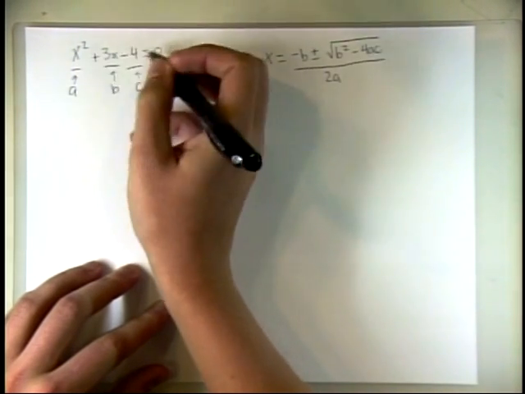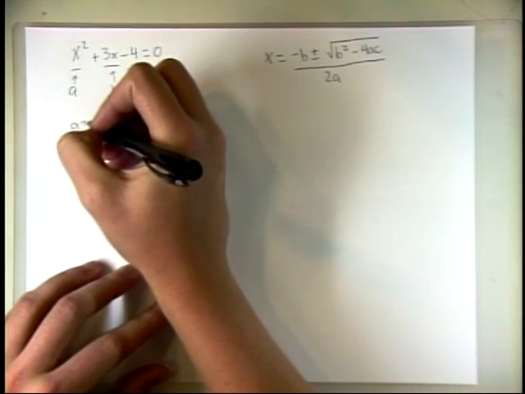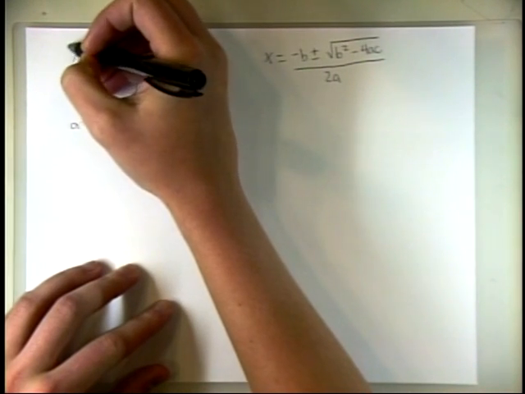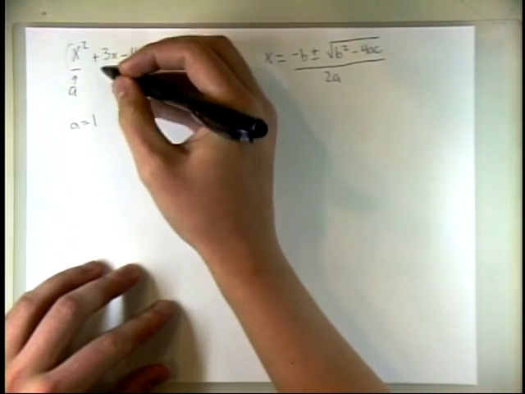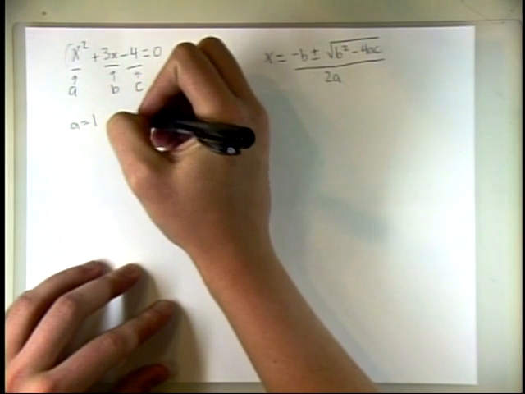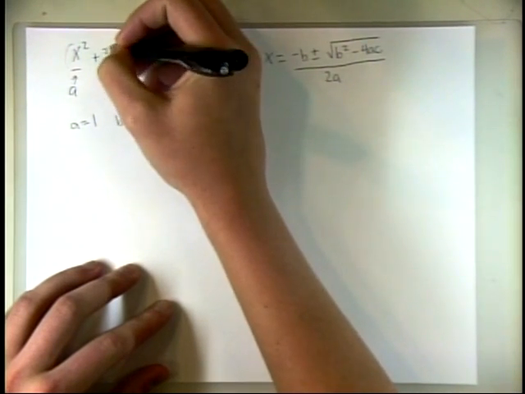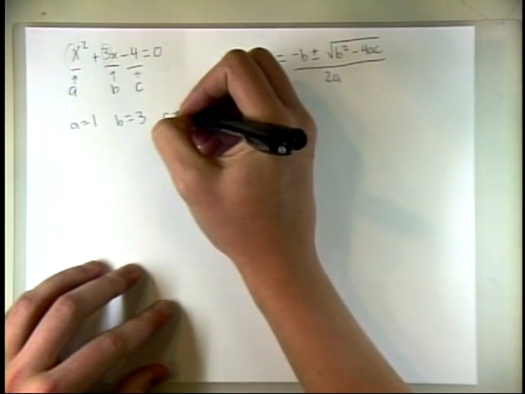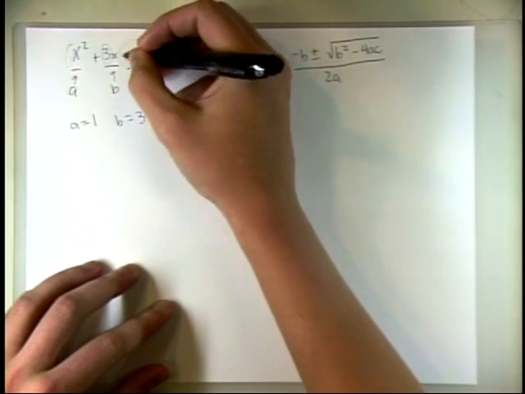Now, from this formula, you can find that your a equals 1, because that is the number in front of this term here. Your b equals 3, because that's the number in front of the x. And your c equals negative 4, because of this right here.